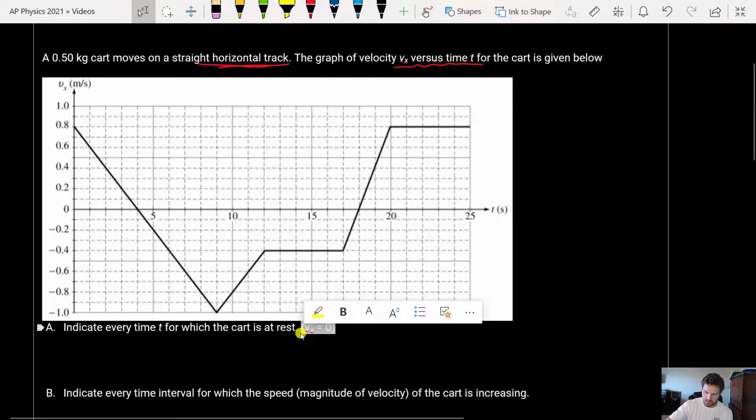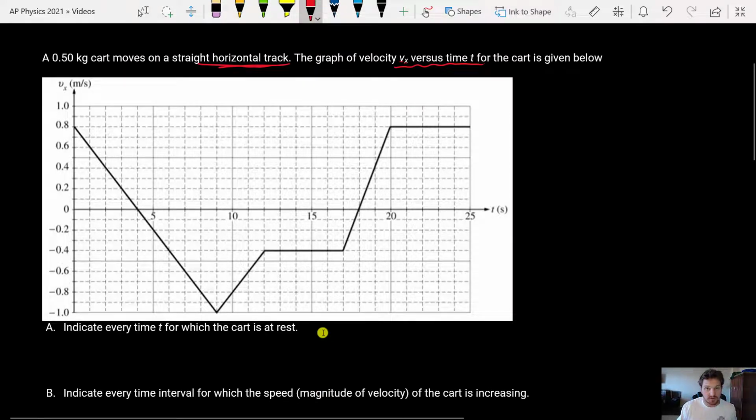And I put that little Vx equals 0 there. So indicate every time for which the cart is at rest. This is a velocity versus time graph. So if I want to know when it's at rest, I need to know when the velocity is 0. So we just follow this path, and then we see the graph is 0 right around there. And then also we'd be following it. It's not 0, not 0, not 0. And it's 0 the only other time right there.